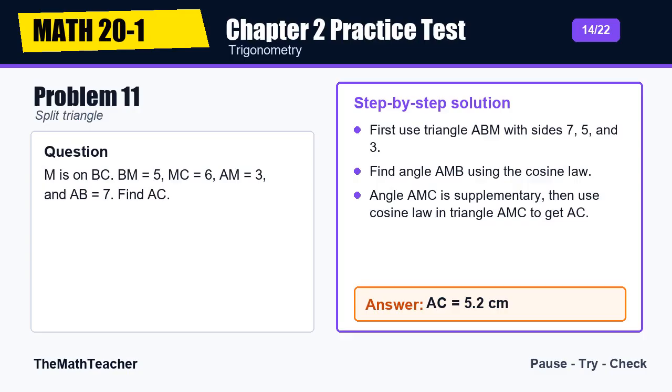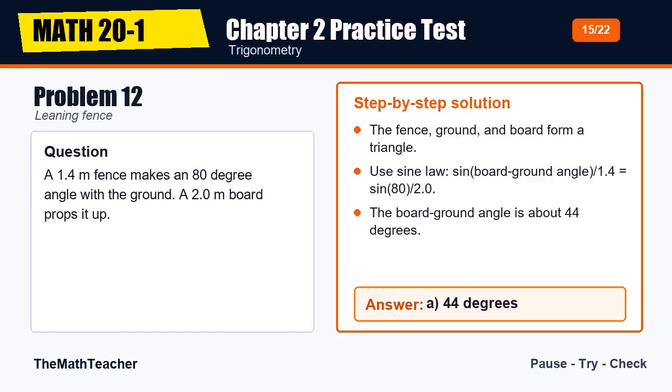Problem 12, Part A. The fence, the board, and the ground form a triangle. Use the sine law with the 1.4 meter fence and the 2.0 meter board. The angle the board makes with the ground is about 44 degrees.